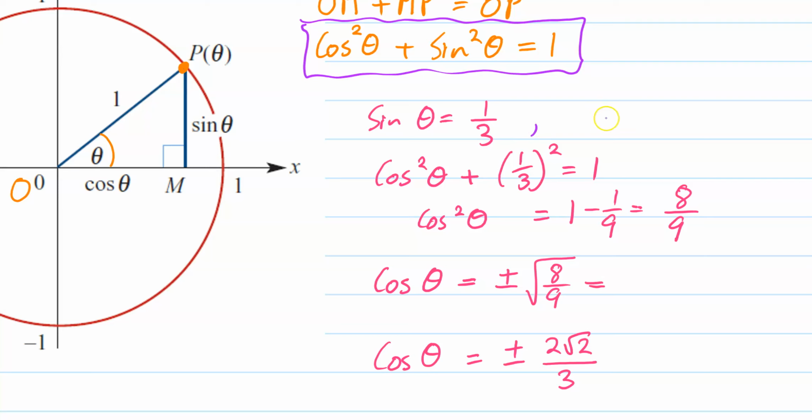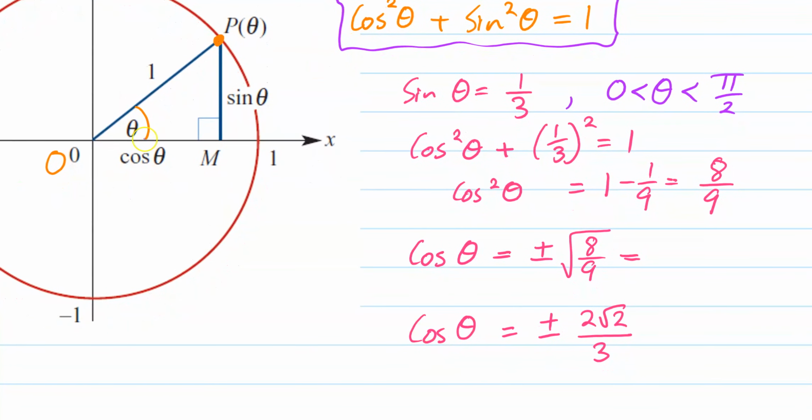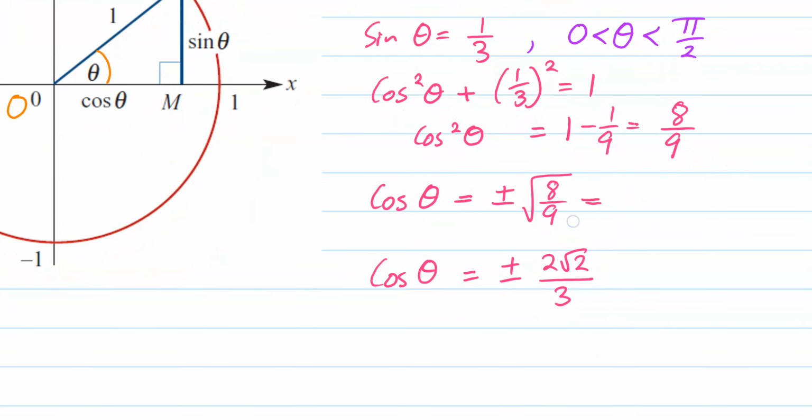Now let's say we assume theta is acute. What it means is we are in the first quadrant. What is the understanding for cos theta? The length in the first quadrant, while you're walking on the circumference, is always positive. Therefore, for the purple condition, cos theta is equal to 2 root 2 on 3.